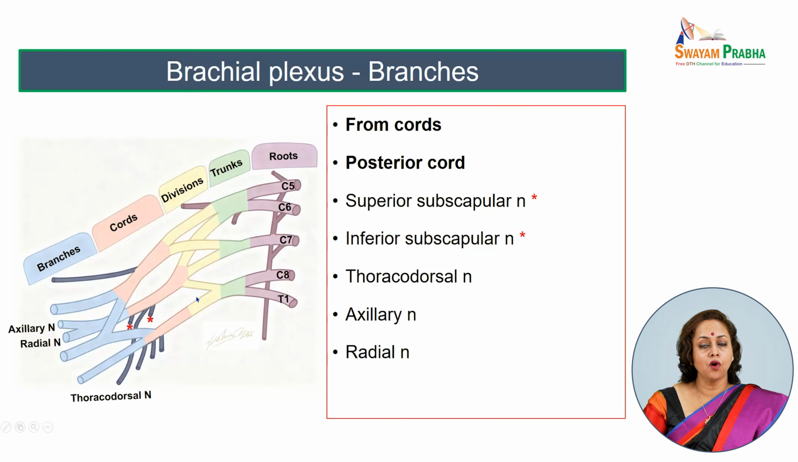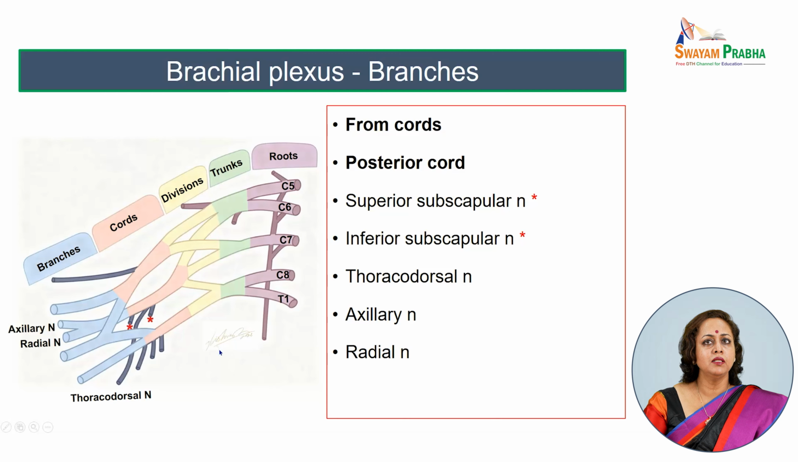Now, the posterior cord. So, the posterior cord is a large cord. It's getting contributions from all the nerve root values, and it gives off a lot of branches. So the ones here highlighted in a red asterisk, these are the suprascapular nerves, superior subscapular and the inferior subscapular nerves. There's a long nerve here, this is the thoracodorsal nerve, and also gives off the axillary nerve, which is supplying the deltoid muscle and the shoulder joint, and it gives off the large radial nerve which goes to supply the extensor compartment of arm as well as the extensor compartment of forearm.